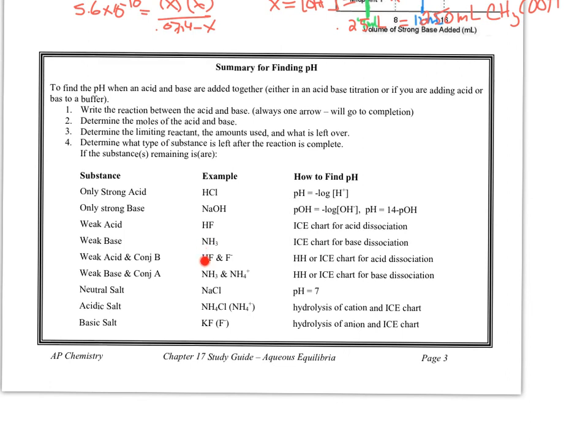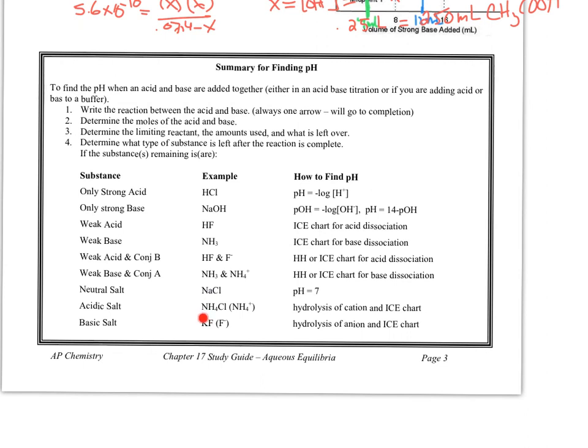What if you're left with something like HF and F-, or like acetic acid and acetate, where you have a weak acid and its conjugate? Well, you could either do an ICE chart, or easier, you could just do a Henderson-Hasselbalch. What if you're left with ammonia and ammonium, a weak base and its conjugate? Again, you could do an ICE chart, or you could do a Henderson-Hasselbalch. What if you're left with something like a neutral salt, like NaCl? No need for any calculation. That's a pH of 7. That's pretty easy. That would be a strong titration at the equivalence point.